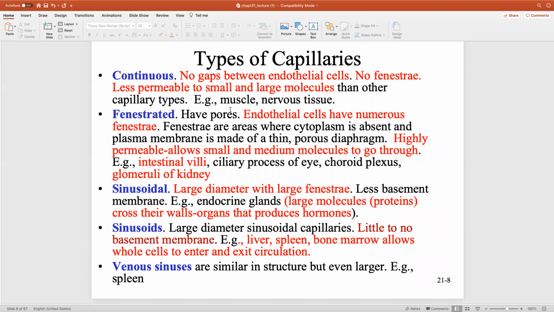So continuous capillaries have no gaps between the cells, no fenestra inside the cell. So they're permeable only to gases, permeable only to fats. They're virtually impermeable to large molecules and less permeable to smaller molecules. We see it in areas where we need that kind of tight waterproofing, in the nervous tissue, in the muscle cell.